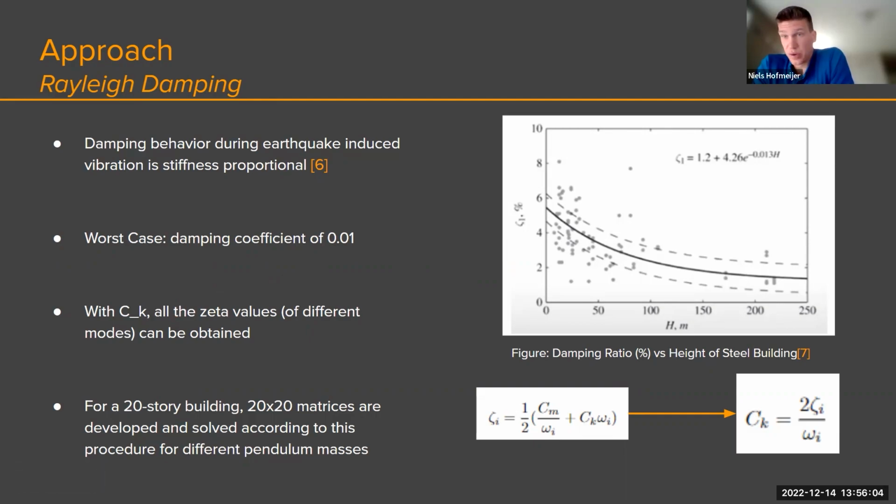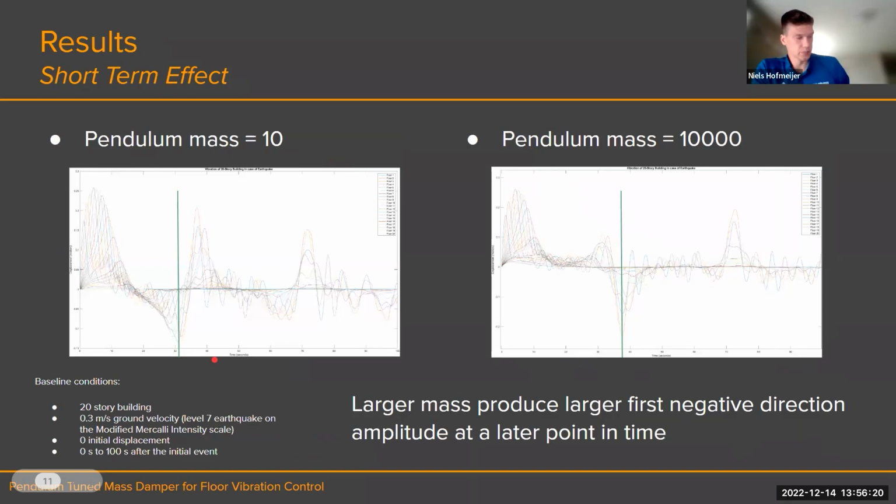And in our project, we use a 20-story building, so all the matrices, the stiffness, the mass, and the damping, will be 20 by 20 matrices, and can be solved using the same procedure as shown before by the modal analysis. Now let's talk about the results.